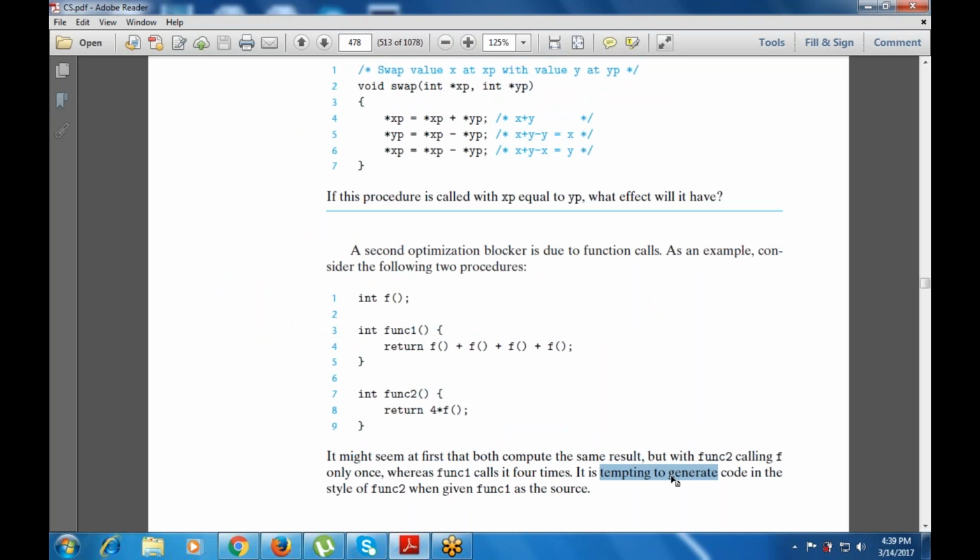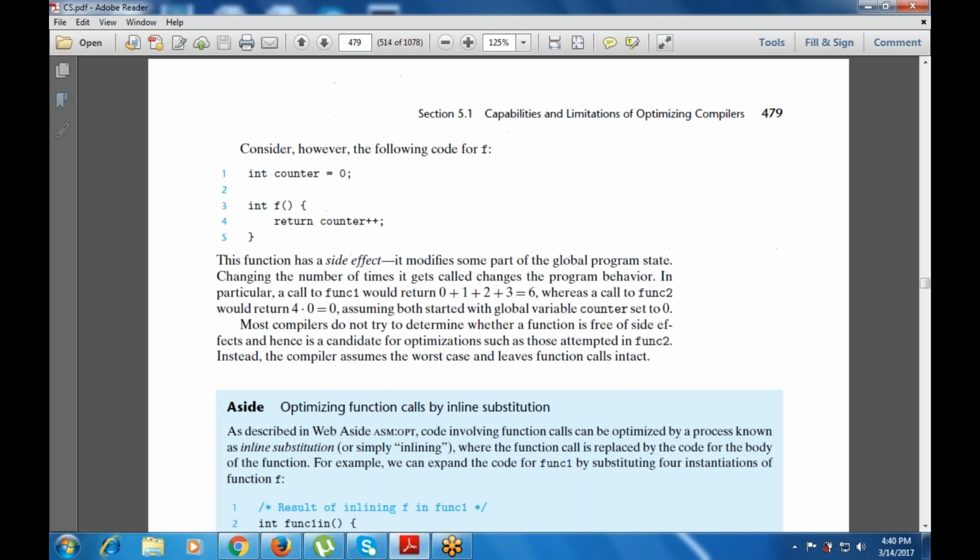It is also tempting to generate code in the style of func2, given func1 as the source. Now consider the code for f. int counter equals 0, int f returns counter plus plus. This function has a side effect that modifies part of the global program state, and changing the number of times it is called changes the program behavior. In particular, a call to func1 will return 0 plus 1 plus 2 plus 3, that is 6, whereas a call to func2 would return 4 times 0, that is 0.